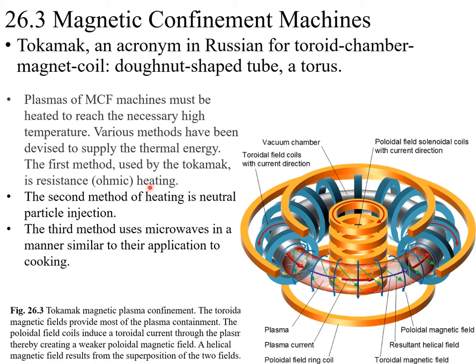The third method uses microwaves in a manner similar to their application to cooking. The energy supply is a radio frequency generator. It is connected by a transmission line to an antenna next to the plasma chamber. The waves enter the chamber and die out there, delivering energy to the charges. If the frequency is right, resonant coupling to natural circular motion of electrons or ions can be achieved. This figure shows a typical design of a magnetic confinement machine.